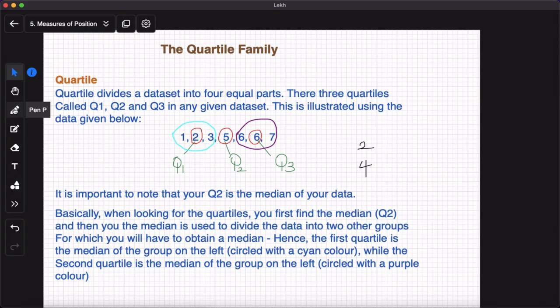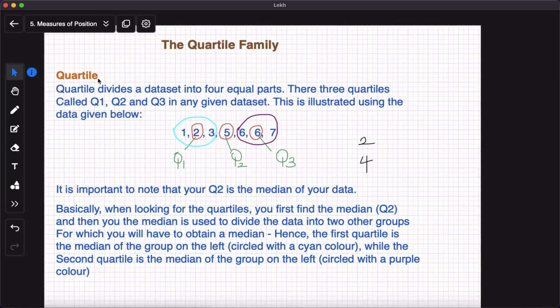All right, so let's start. The quartile family. First of all, we'll discuss the quartile. The quartile divides a data set into 4 equal parts. So there are 3 quartiles: Q1, Q2, and Q3. Q1 is the first quartile, Q2 is the second quartile, and Q3 is the third quartile.